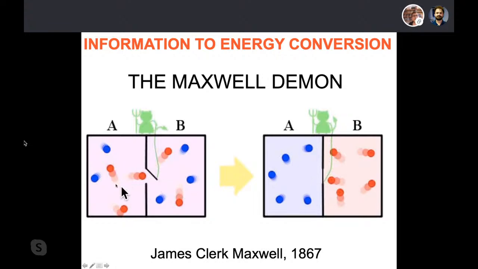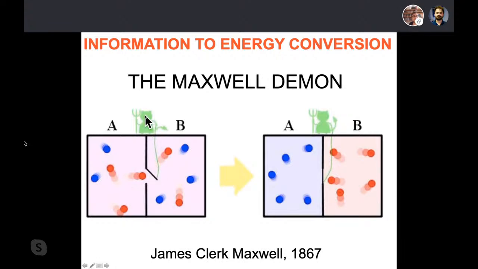Now, this system originally was in equilibrium. There was not a temperature gradient. And at the end of the game, you have a temperature gradient, because here it's larger than here. And therefore, this has been accomplished, and that's the paradox, without expenditure of work.